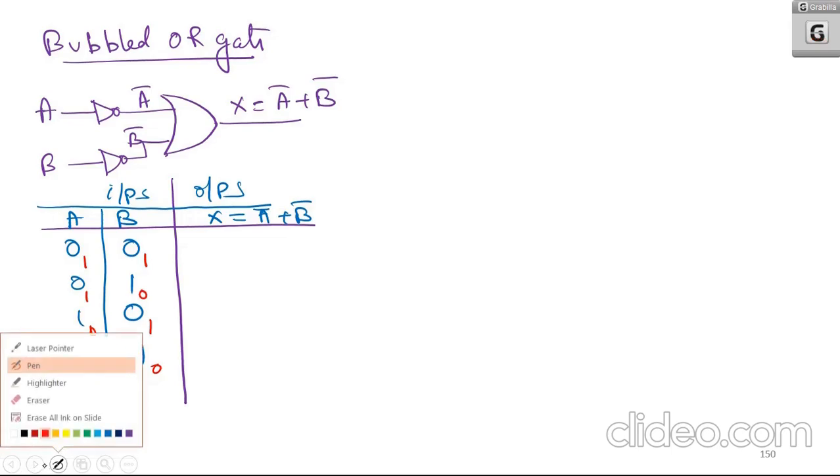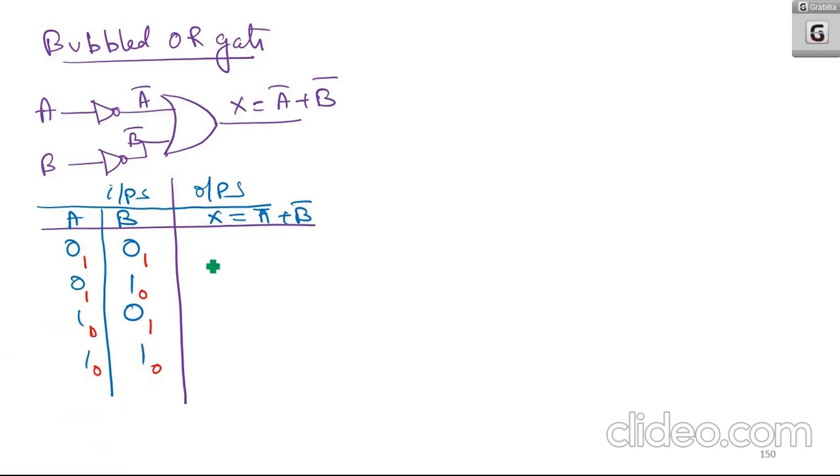Now we can write the output. Okay. What is X? 1 or 1? 1 or 1 is 1. 1 or 0 is 1. 0 or 1 is 1. 0 or 0 is 0. That is, it is equal to A bar or B bar.